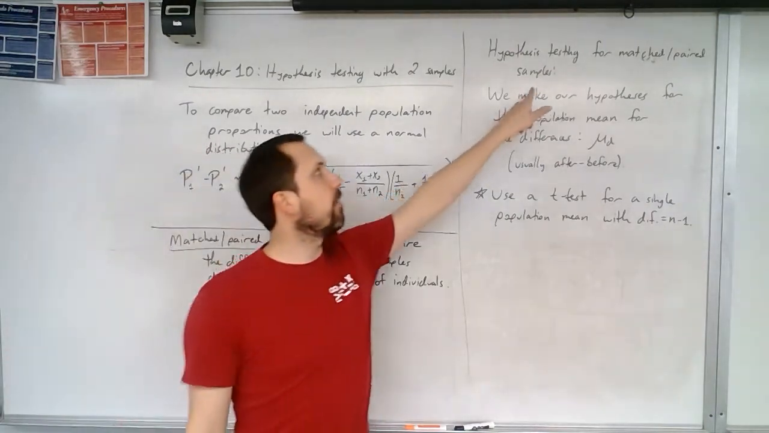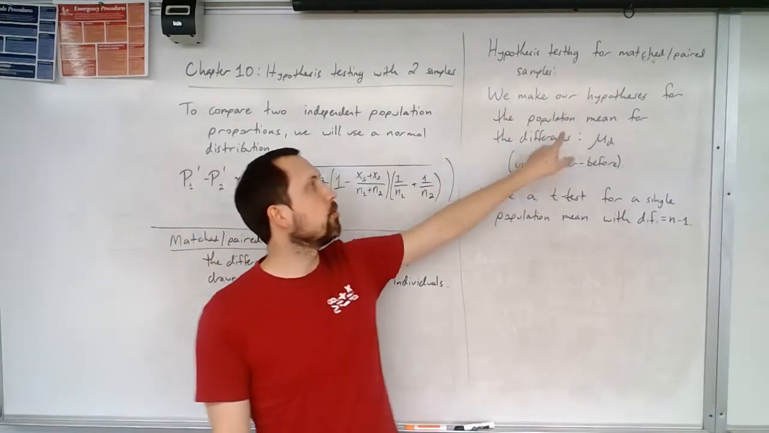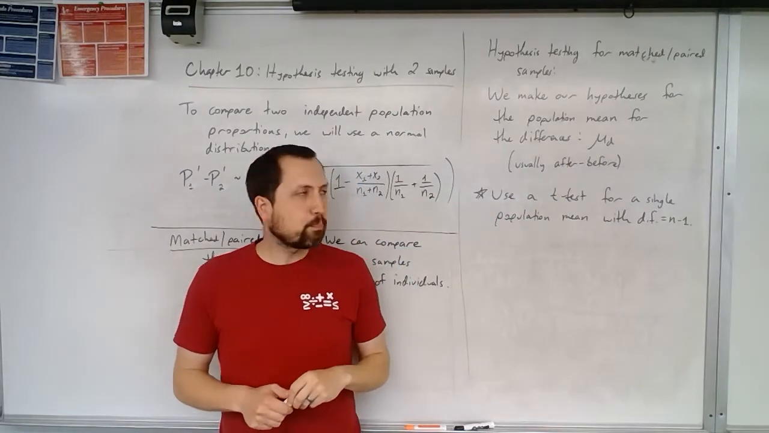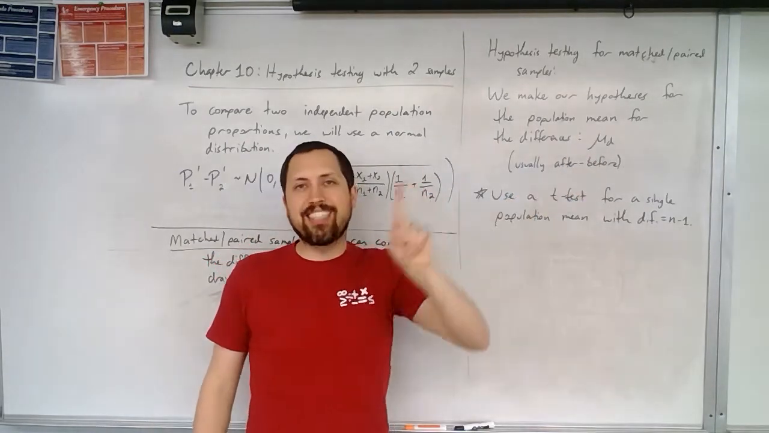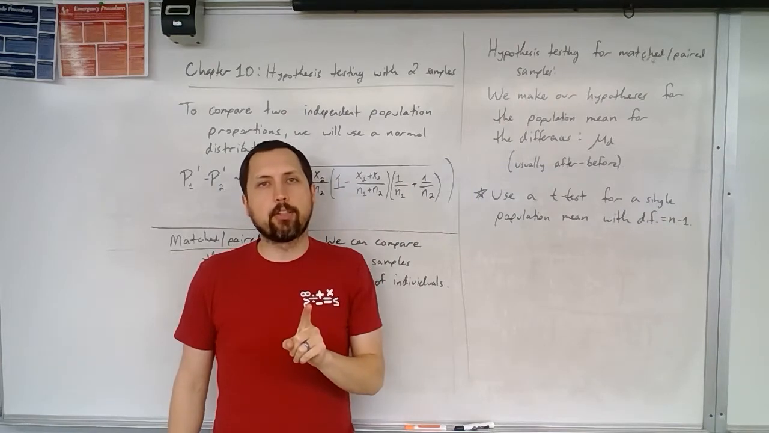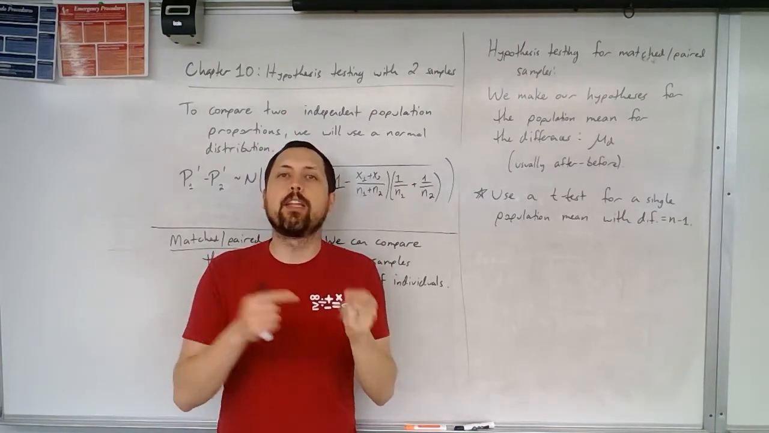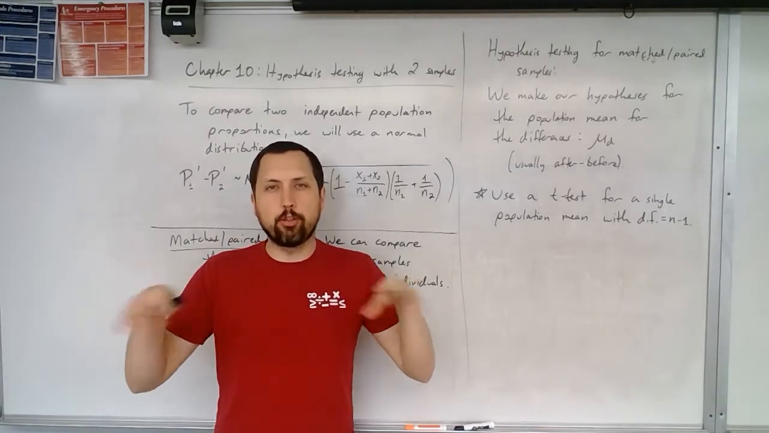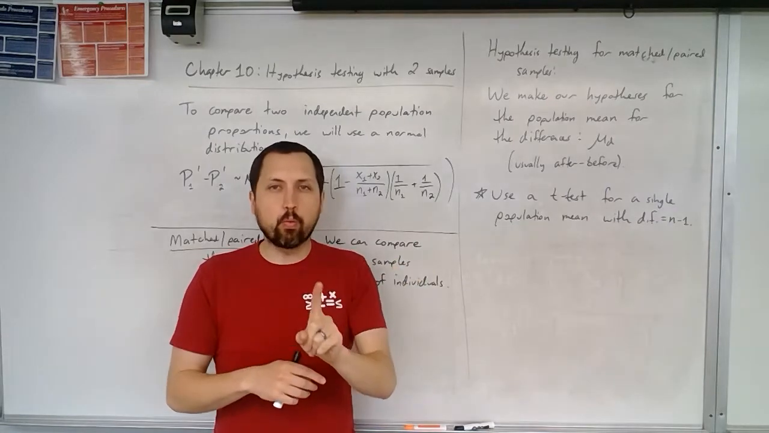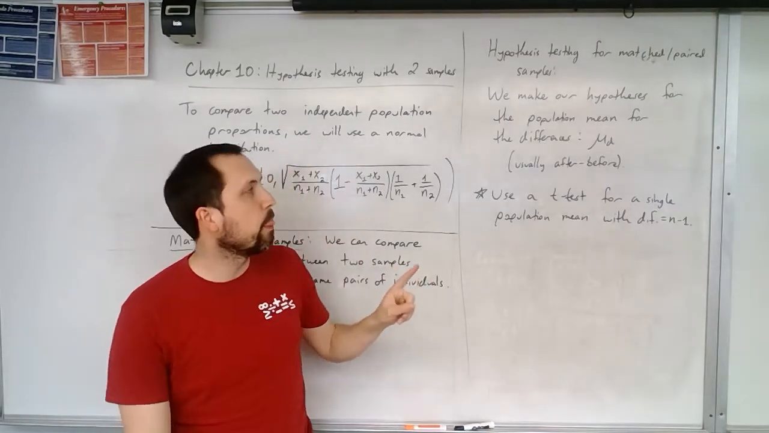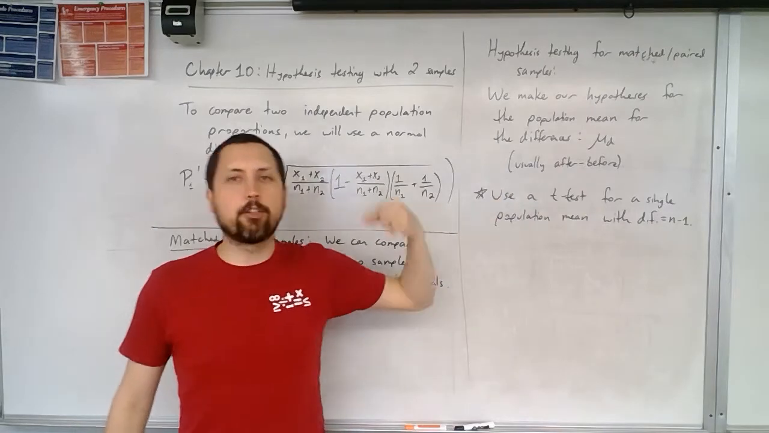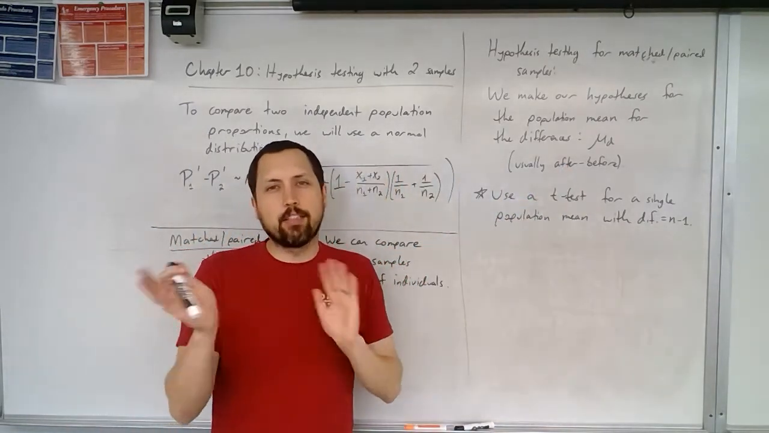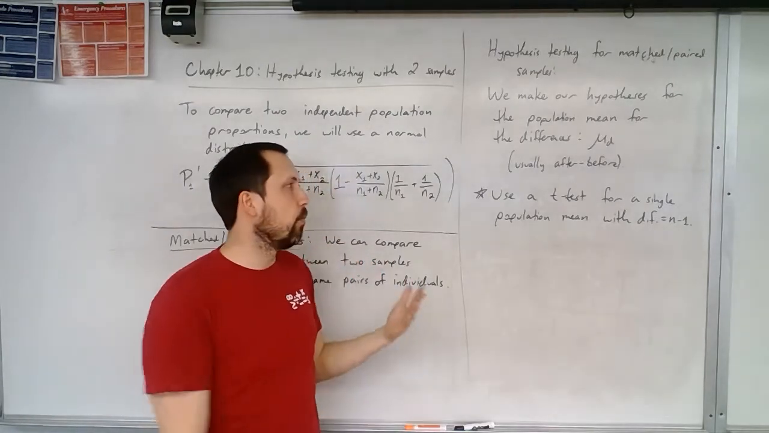So if we want to do hypothesis testing for these matched pairs samples, we make our hypotheses for the population mean for the differences, mu sub d. So it's just going to have a single population parameter. We're going to be studying the differences, and there's only really going to be one mean as opposed to these two means. That's going to be the mean of the differences. And normally how we compute this is after minus before. When we compute the numbers, just to keep the positive and negative straight, I always do after minus before.